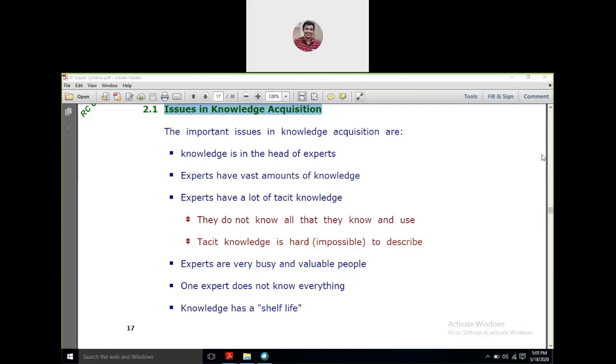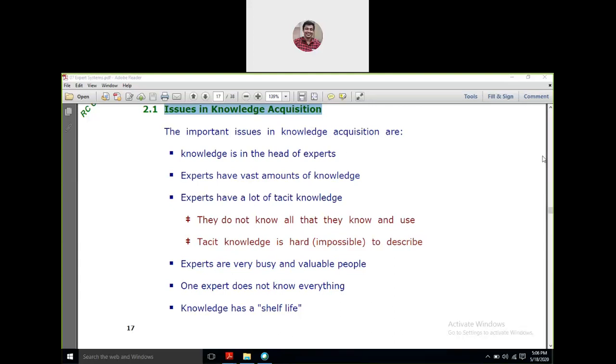Now, since it is tacit knowledge, they themselves don't know which information is to be extracted or shared with that particular knowledge encoding engineer. So tacit knowledge is very hard, somewhat impossible, to describe. I'm not saying it is exactly impossible, but it is kind of hard. So, to understand that particular knowledge, there should be a smooth process of handling those kinds of issues.